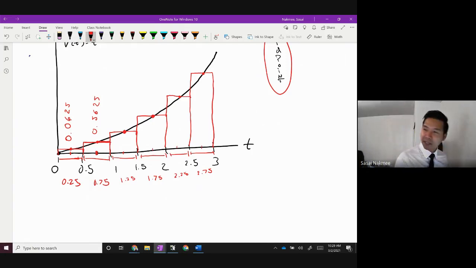But to get these out here, I'm just going to cheat a little bit. I have these numbers calculated already. So this is going to be 1.25 squared, which is going to be 1.5625. This one right here is going to be 1.75 squared, which comes out to be 3.0625.